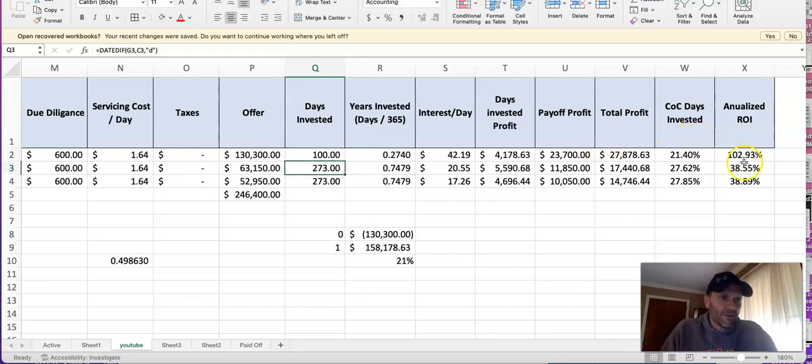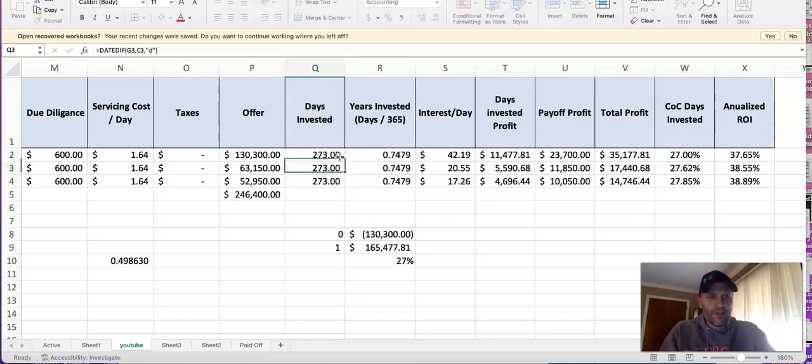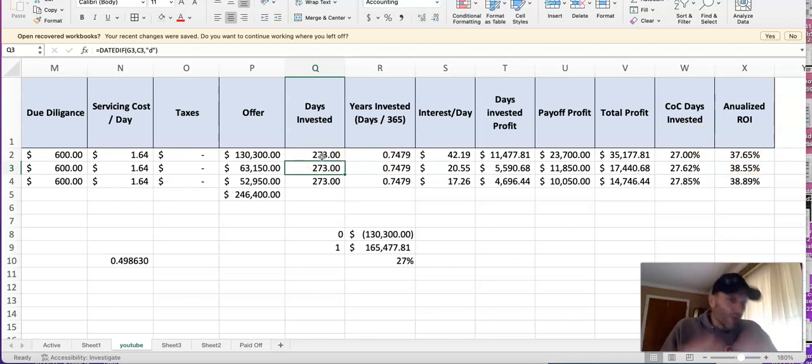annualized rate of return. The cash on cash went down to 21%, but my annualized rate of return jumped up to 102.9 because they paid it off sooner. The sooner you pay it off, the more it jumps up. But the longer it takes, like if I take 273, it jumps down to 37.3. And the longer it goes, the more it goes down. Let me change that back so that I can save everything without messing anything up.